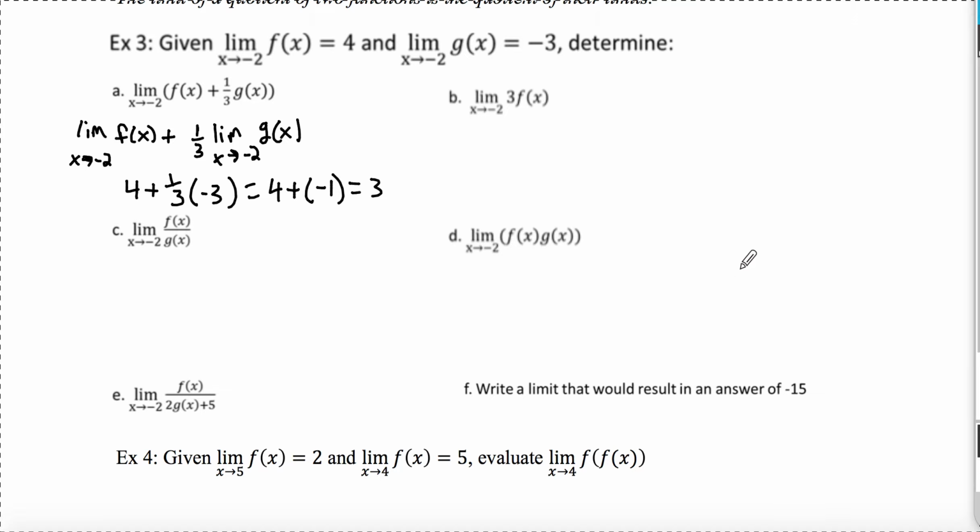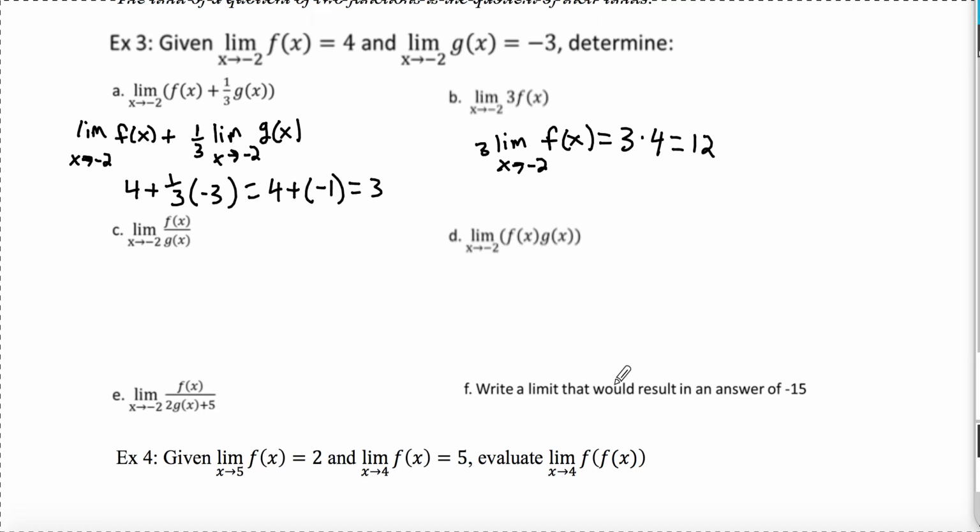Okay. Well, I'll do one more, and then I'm going to let y'all practice here. For b here, that's not too bad. We can rewrite this limit as 3 times the limit as x approaches negative 2 of f of x. We can factor out that constant. That'd be 3 times the limit as x approaches negative 2 of f of x. We do know from above, which is 4. And so that's going to give us a value of 12.